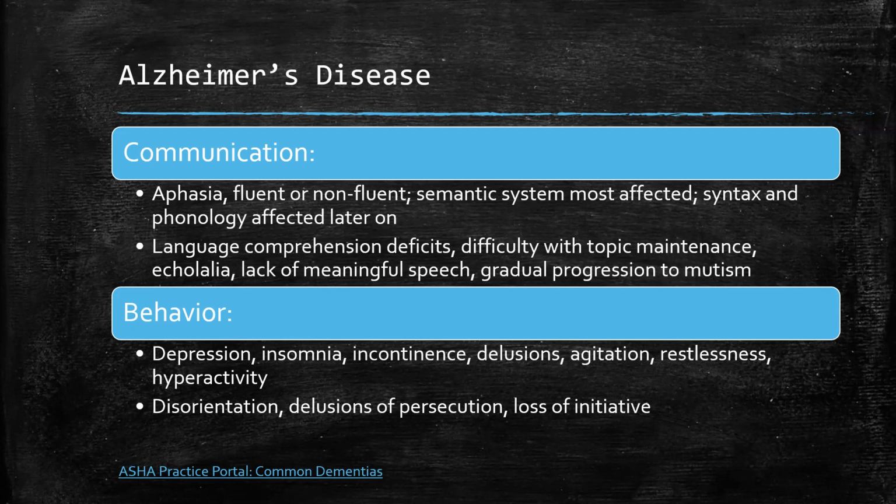not communicating at all. Behavioral changes that we'll see with Alzheimer's disease are depression, insomnia, incontinence, delusions or hallucinations, agitation, restlessness. Many times they're disoriented, so they might not know where they are, who they are, or what time of year it is. They can feel paranoia, so have delusions of persecution, feel like people are after them or trying to harm them. And we also see a loss of initiative, so a loss of starting activities that they could normally do before.